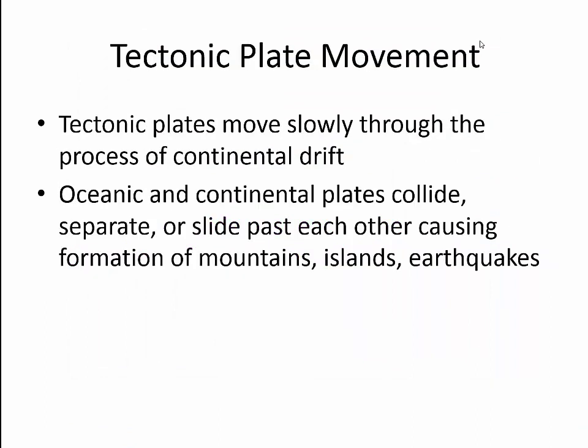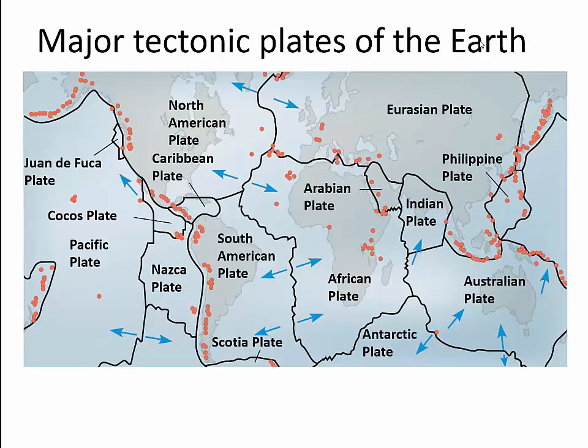Tectonic plates move slowly through the process of continental drift. Oceanic and continental plates collide, separate, or slide past each other, causing formation of mountains, islands, and earthquakes. Here are the major tectonic plates of the Earth. Not all of them, but some of them. And if you look at the North American plate, it carries the North American continent, but not all of it, not California. And the South American plate carries the South American continent.